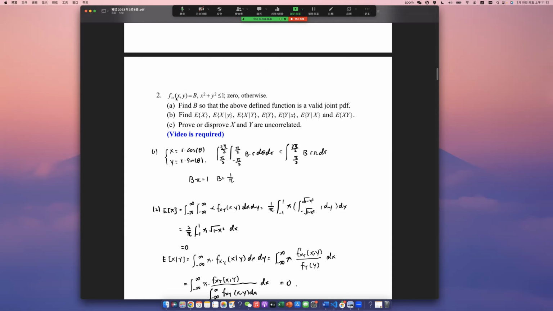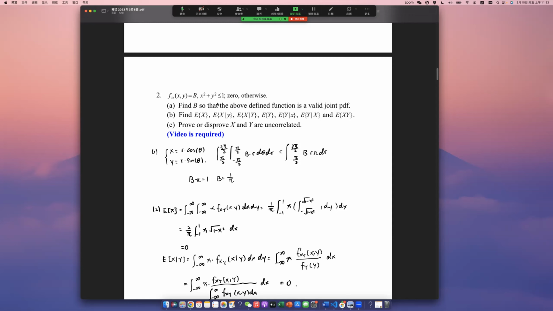integral of f(x,y) should equal the integral from 2 over pi to 2 over 3 pi, and the integral of negative pi over 2 to pi over 2 of b times r d theta dr. And by solving this equation, we get b times pi equals 1, which means b equals 1 over pi, because the sum equals 1.